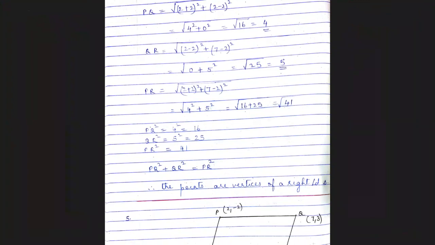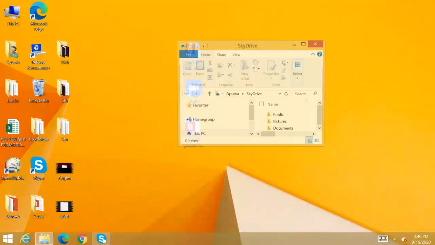PQ square is 4 square, which is 16. QR square is 5 square, which is 25. And PR square is root 41 the whole square, which is 41. Is 16 plus 25 equal to 41? Yes. And therefore, the points are vertices of a right angle triangle. So we get PQ square plus QR square equal to PR square, and hence they are the vertices of a right angle triangle. Okay, this is how we prove it.